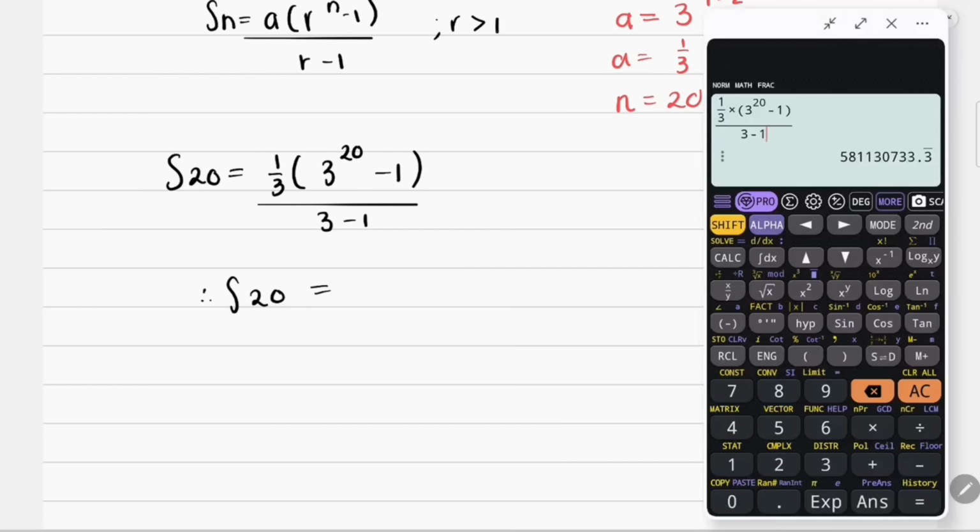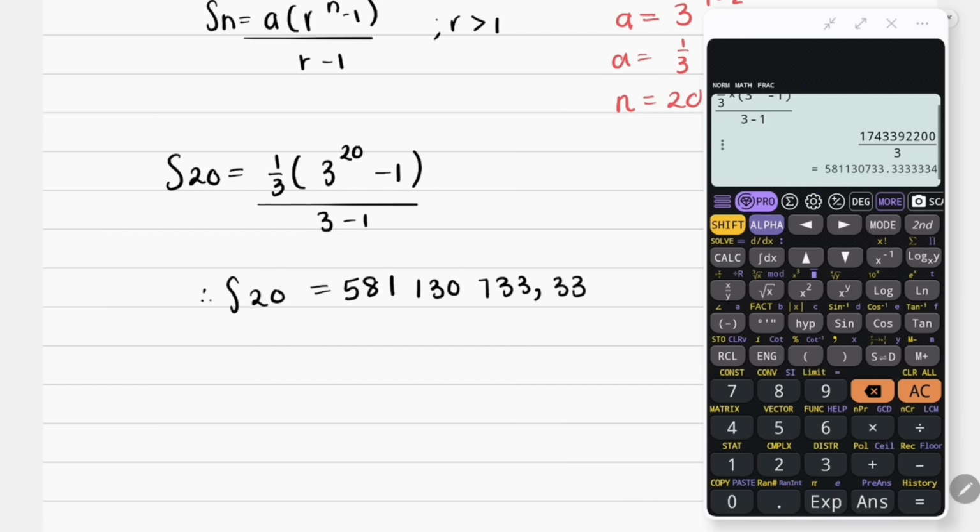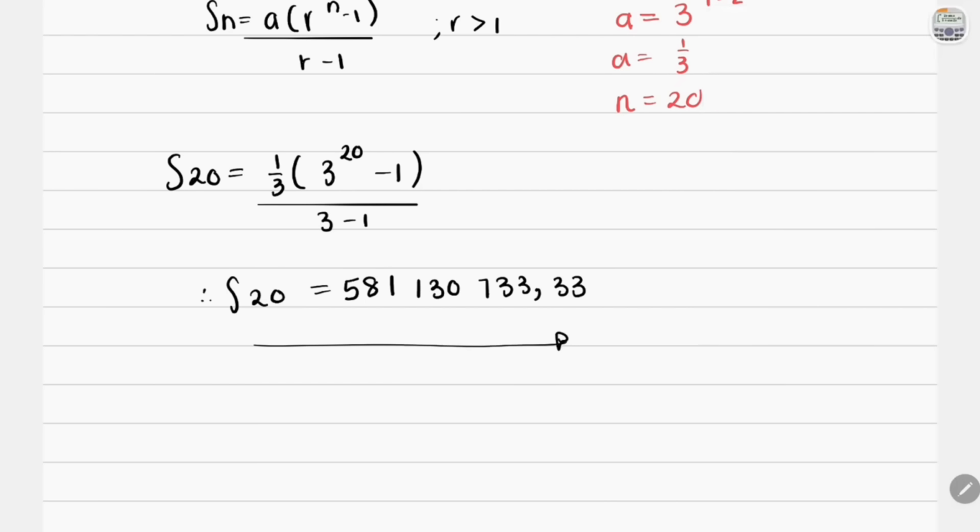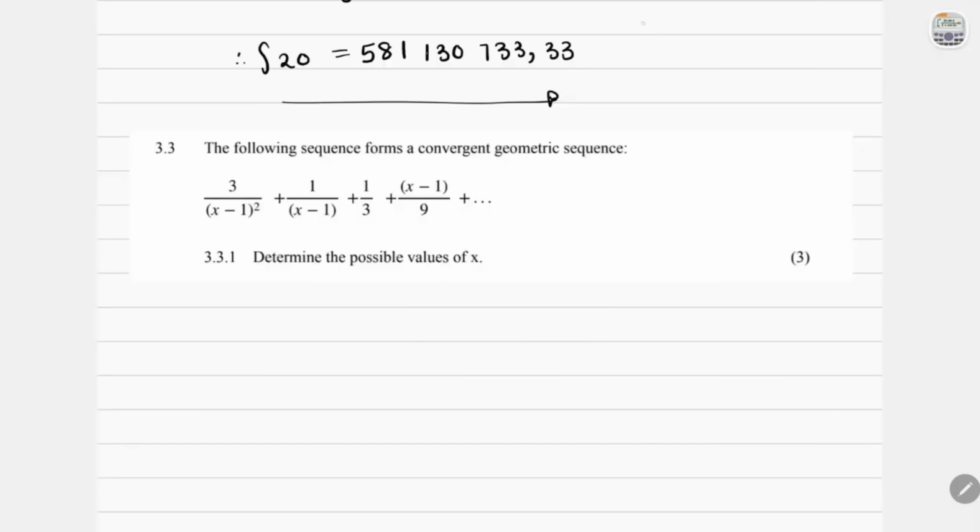And we have 581,130,733 point, and now you see that is like 3 recurring. So we can just round off to 2 decimal places since that's what the instructions usually say, unless stated otherwise. So 0.33, and that is our answer. Moving on to the next question.